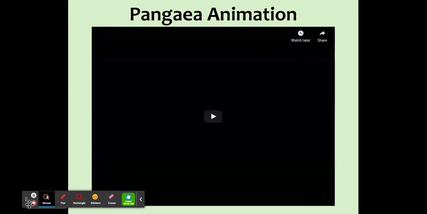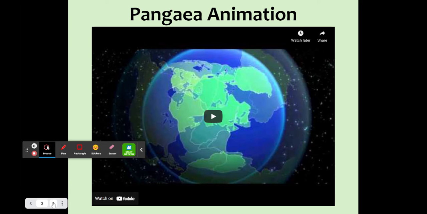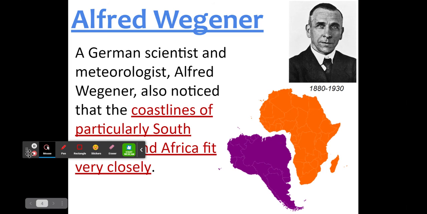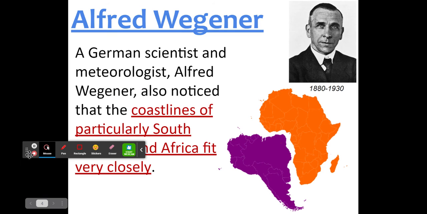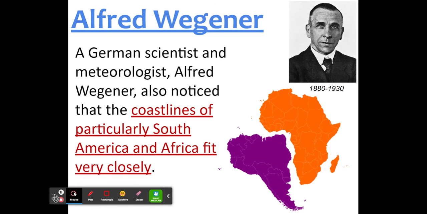Okay, guys, so as you saw in that video, right, there was a theory that there was a large landmass that Alfred Wegener, as you can see his name here, we'll go back to slide 4, called Pangaea. So this is him right here, Alfred Wegener. So he's a German scientist and meteorologist, and he noticed that the coastlines of Africa and South America fit closely together. So kind of like I showed you earlier. So they kind of look like puzzle pieces that can be connected.